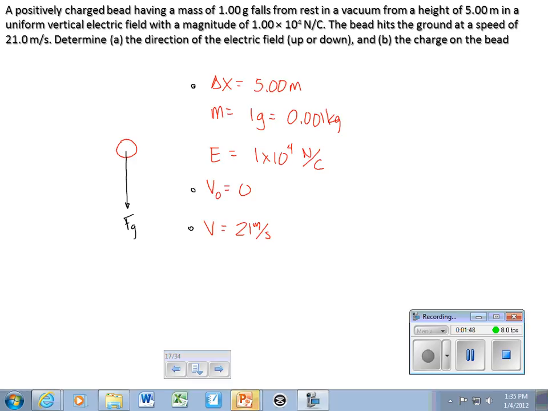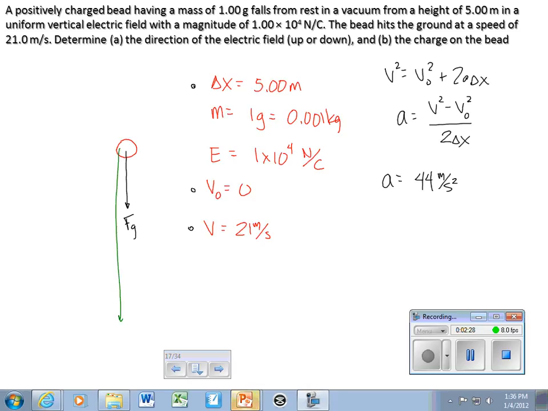Yeah, we can figure out acceleration. If we say that v squared is v naught squared plus 2a delta x, we can figure out this thing's acceleration: v squared minus v naught squared over 2 delta x. If you plug in, we're going to get an acceleration of 44 meters per second squared, which hopefully identifies for you for sure the fact that there's a different force other than gravity. We already know that, but it should tell us the direction of that force. That force has to be downward.